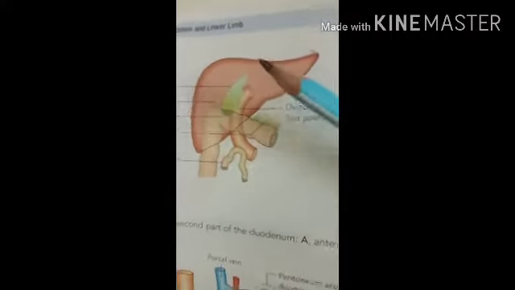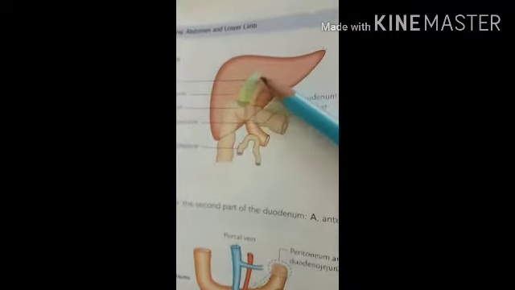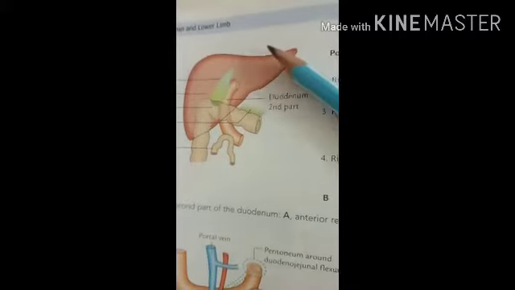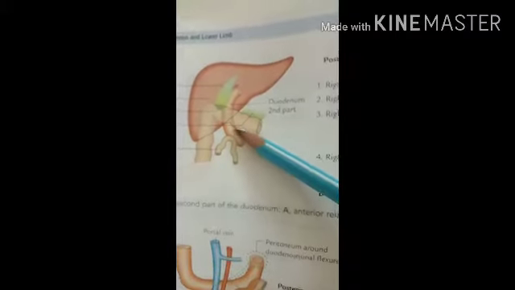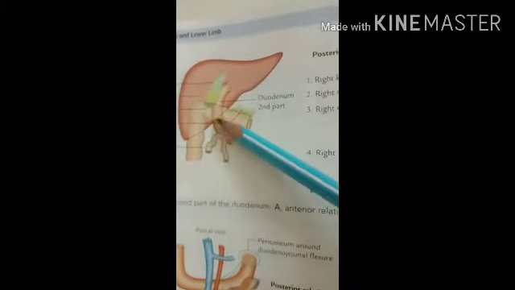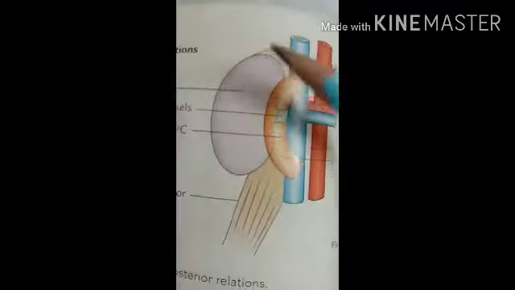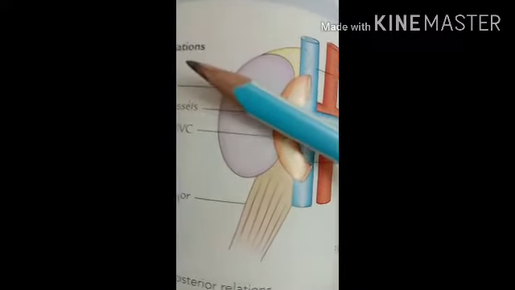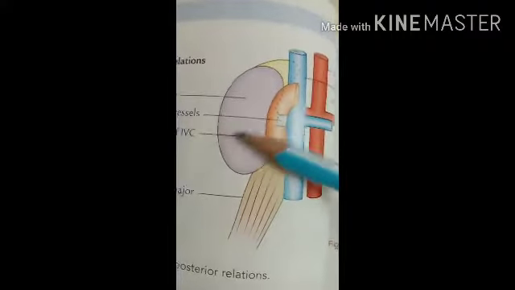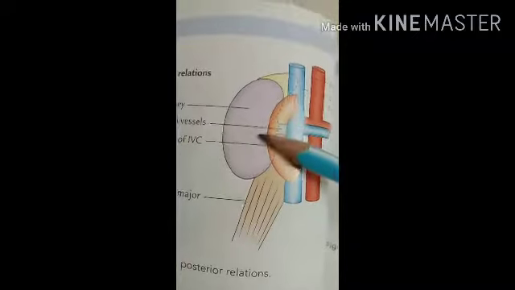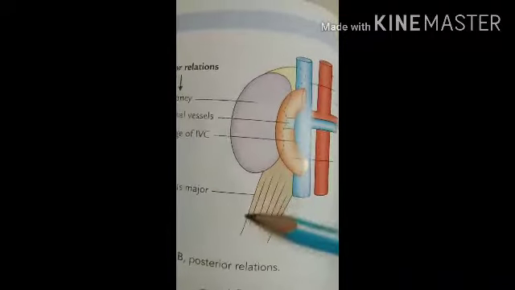Then the visceral relations. Anteriorly, here you can see the right lobe of the liver, then the transverse colon, then the root of the mesocolon and the small intestine. Then the posterior relations. Posteriorly it is related with the right kidney, the right renal vessels, the right edge of the inferior vena cava, and the right psoas major muscle.